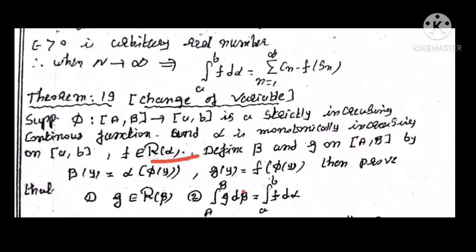Then prove that gamma belongs to the set of all RS integrable functions with respect to beta, and the RS integral of gamma with respect to beta on the closed interval [A, B] is equal to the RS integral of f with respect to alpha on the closed interval [A, B]. Keep this in mind.